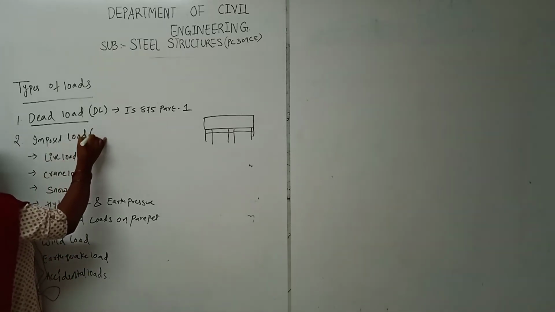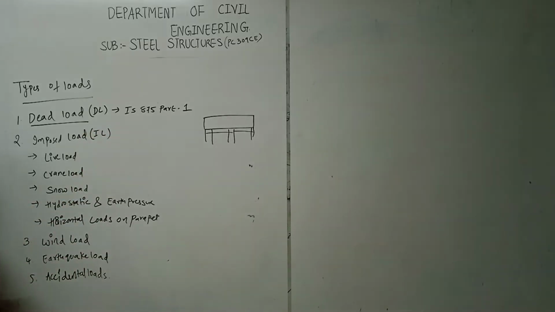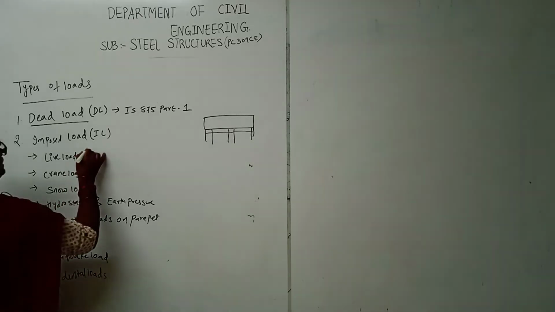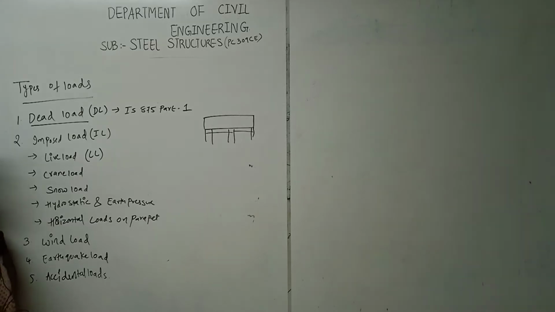Next one is the imposed load. Under the imposed load you have categorized loads: live load, crane load, snow load, hydrostatic and earth pressure, and horizontal loads on the parapet. So what is your live load? Live load means your furniture and human beings, whichever thing is moving from one place to another at present.